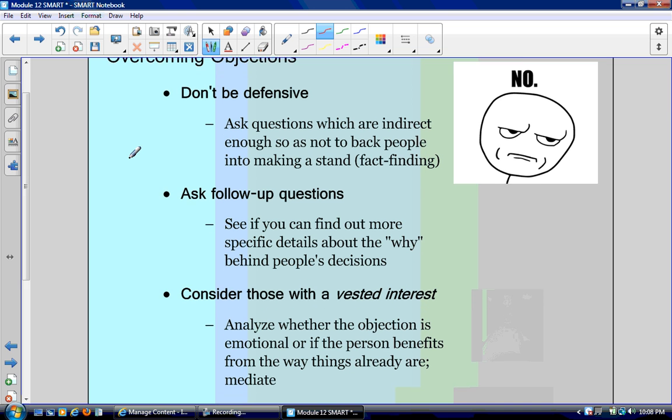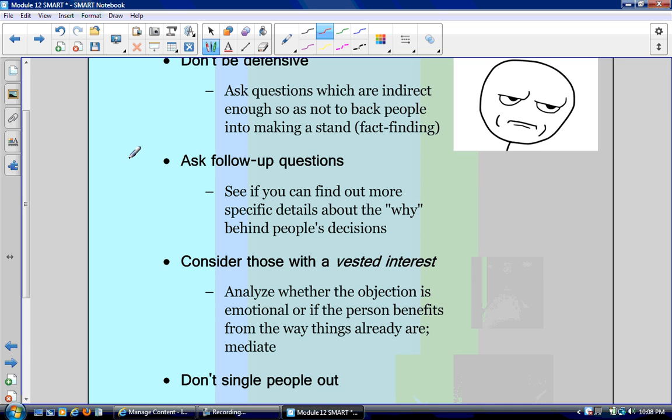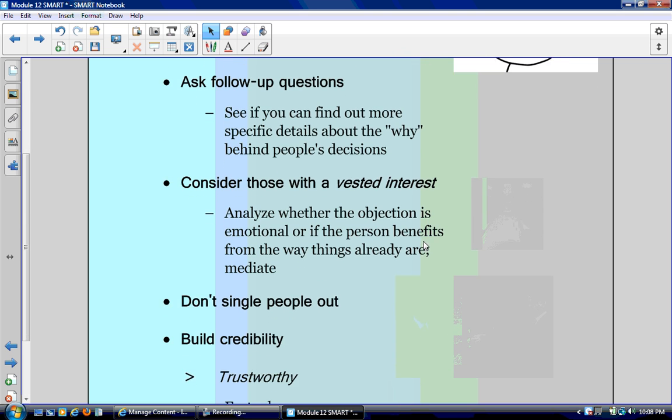So again, indirect questions allow people to explain themselves. Lean into the criticisms. Don't be defensive, so that you're able to really discover what could motivate people to accept your request. Ask follow-up questions for the same reason. See if you can find out more about why they're making the decisions they are.